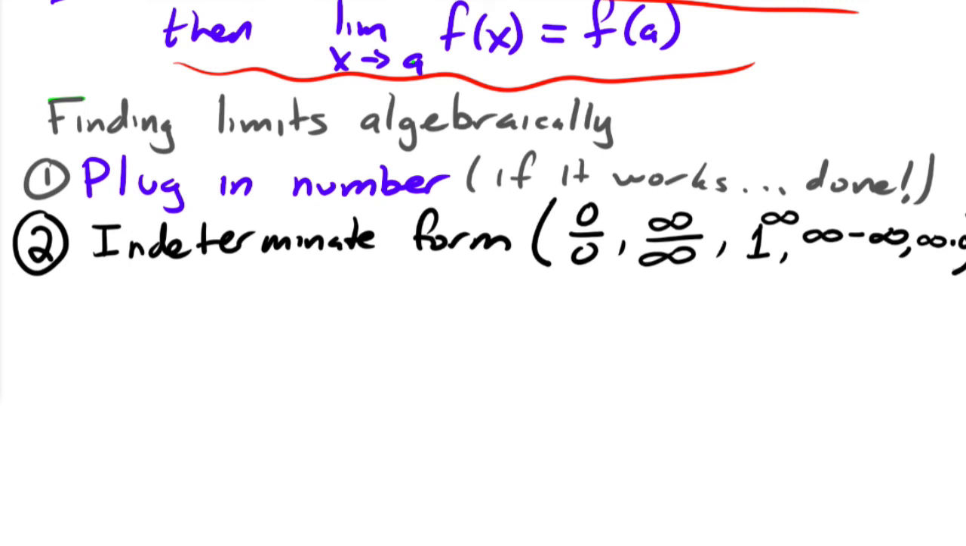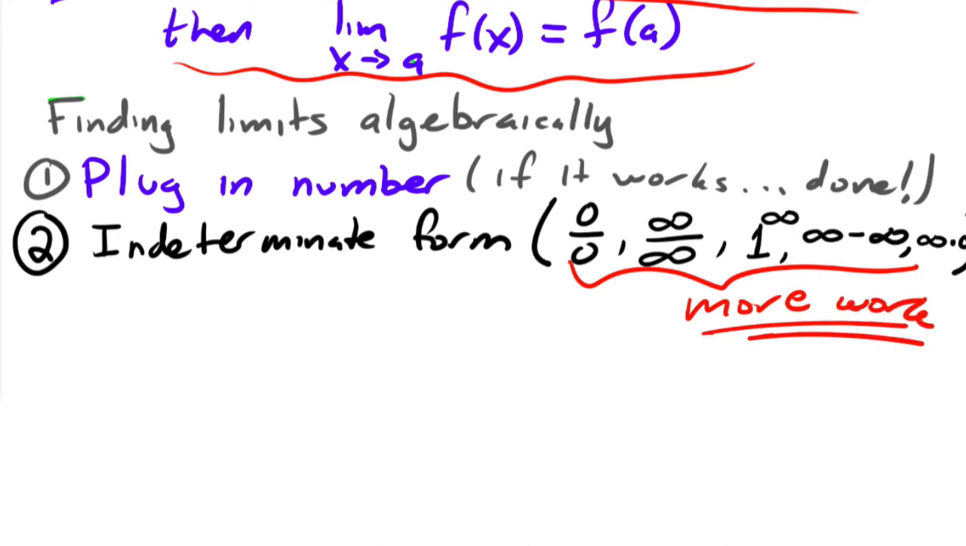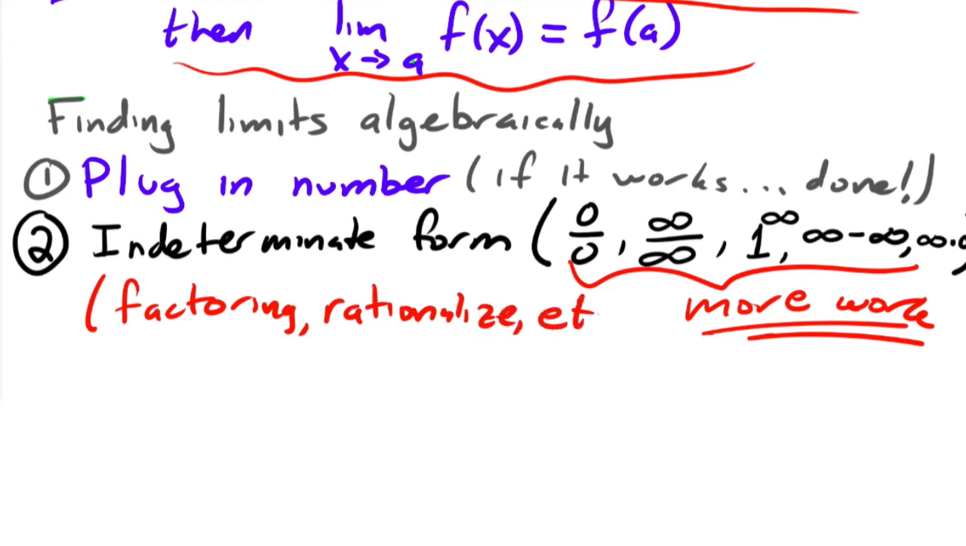Okay, so any of those, what this means is you have to do more work. So if you get one of these, you have to do some more work. And we're going to show with examples what that means. So you basically do some algebra. Some of the more work stuff could be factoring. Sometimes you have to rationalize, and etc. There's different cases, and we'll go over quite a few of them.